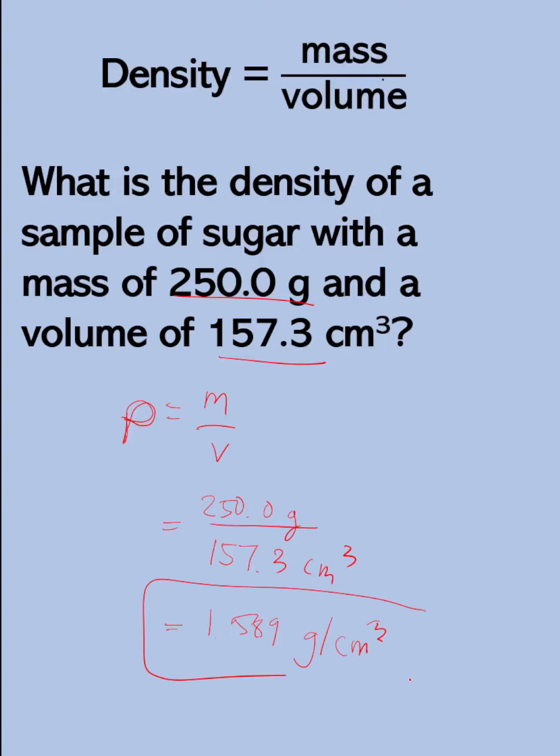Note that we have 4 sig figs here because we also have 4 significant figures, and this is division. So you count the number of significant figures in the measurements. We have 4 sig figs, 4 sig figs. So the answer must also be rounded to 4 significant figures.